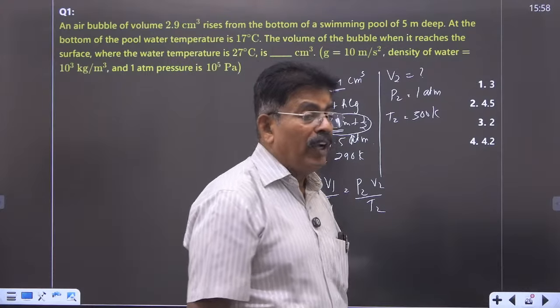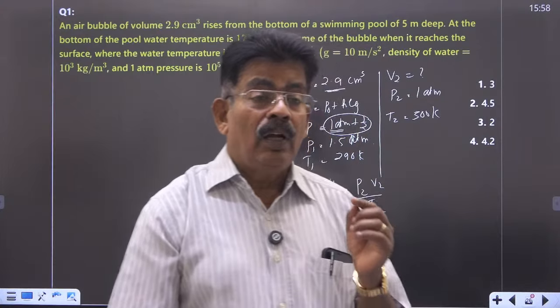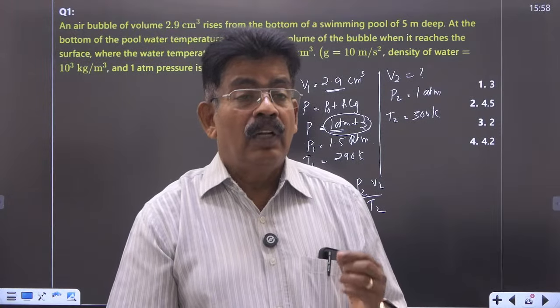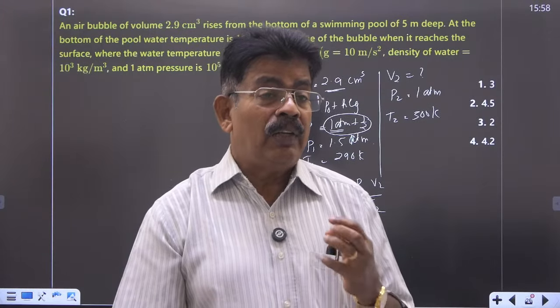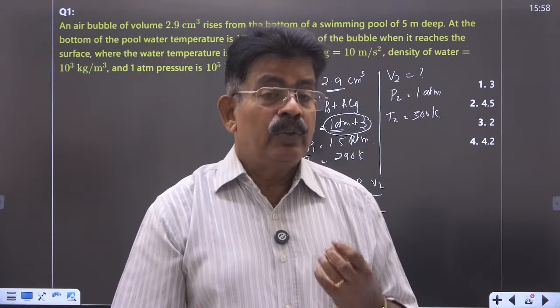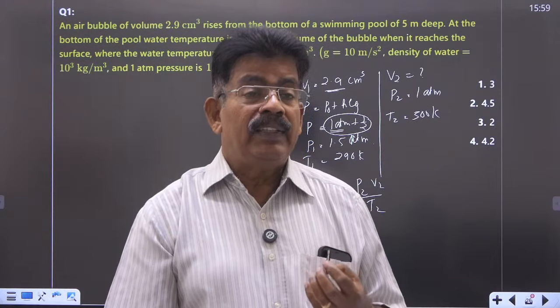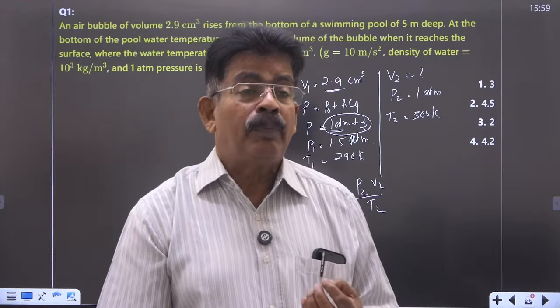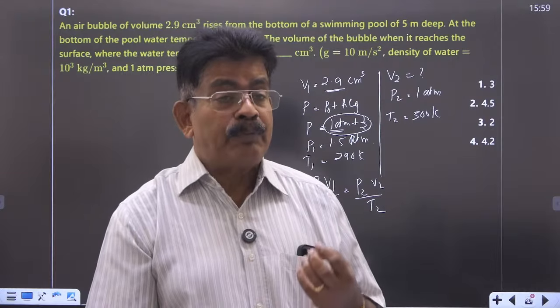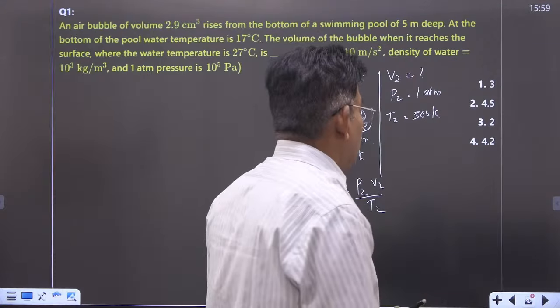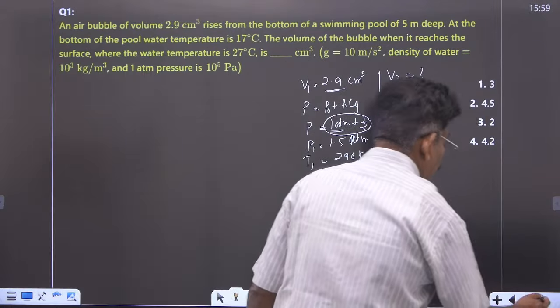At a depth of 5 meter, there will be hydrostatic pressure, water pressure alone is half atmosphere. That we have to make out easily using what concept? 10 meter of water column corresponds to a pressure of 1 atmosphere. And absolute pressure will be atmospheric pressure plus that. So we can work it out. I'm not going to the final answer now.